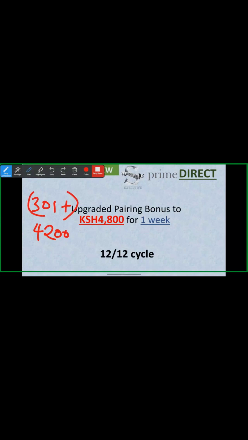You remember when you're knocking 300 plus pairs and above, yako inakuwa 4,200. If I sponsor someone in the business, let's say I've sponsored Alan, alafu Alan akuwe silver executive prime. Akishakuwa silver executive, nitarudishwa kwa hii ya 4,800 for 1 week, alafu the best thing ni sasa sitakuwa kwa ile ya 12 12. So my income itakuwa 4,800, my income potential times 24.